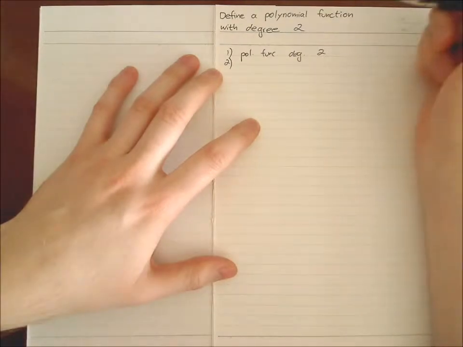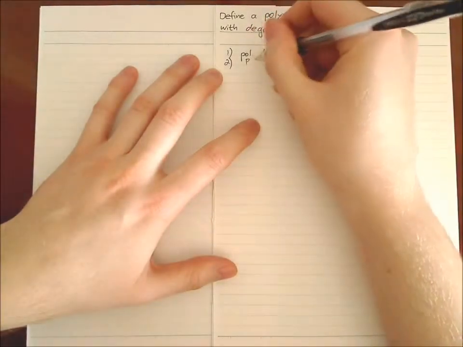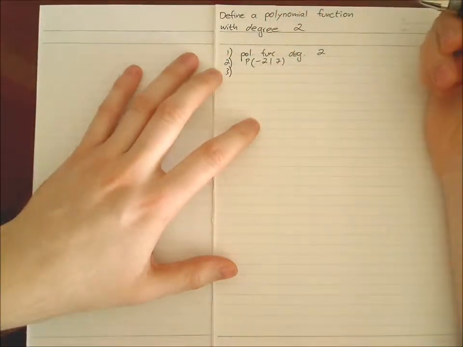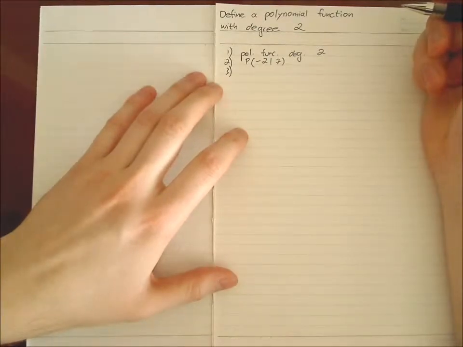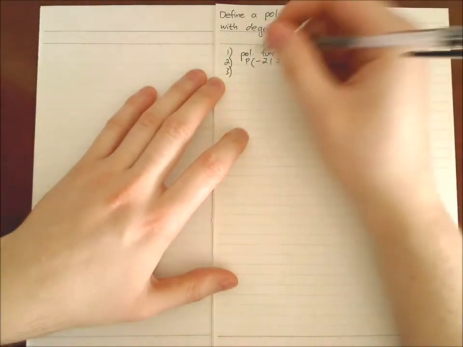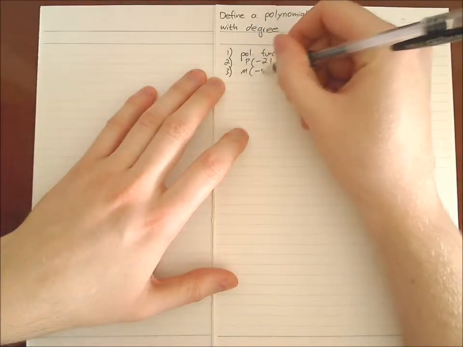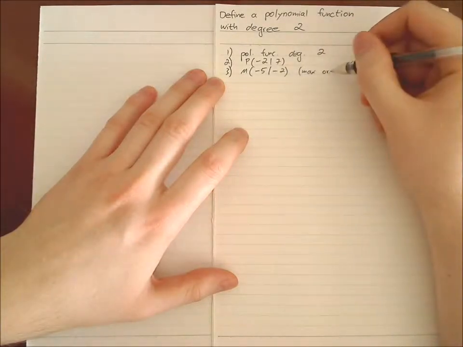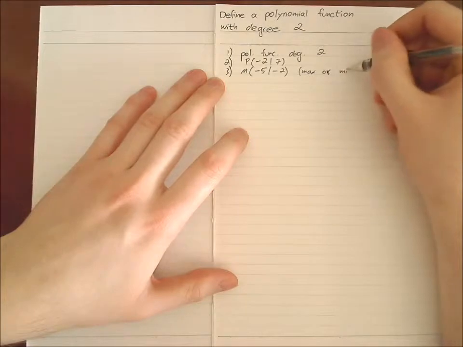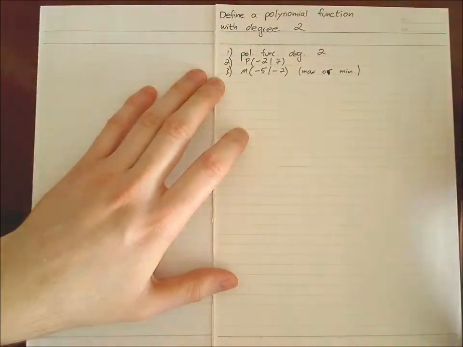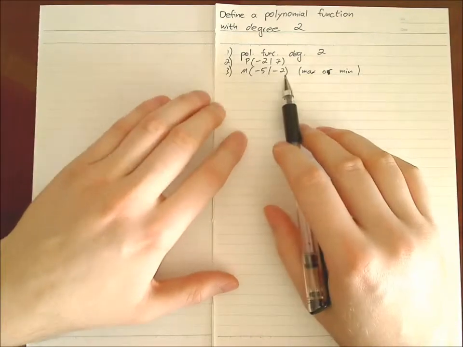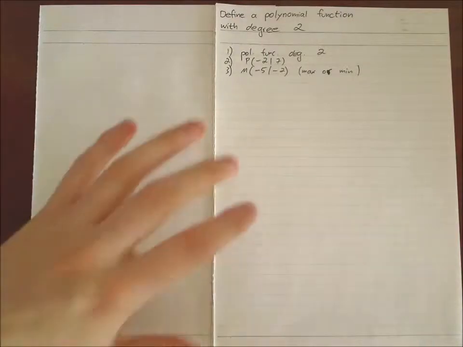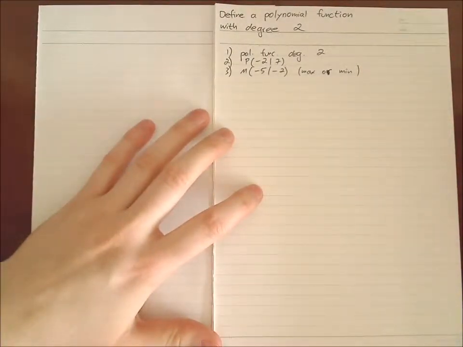The second piece of information we have been given is there is a point. The point is (-2, 7). Third information, there is a critical point. So it is a maximum or a minimum at (-5, -2). We have been given these three pieces of information, and now we should calculate the function, a concrete function.